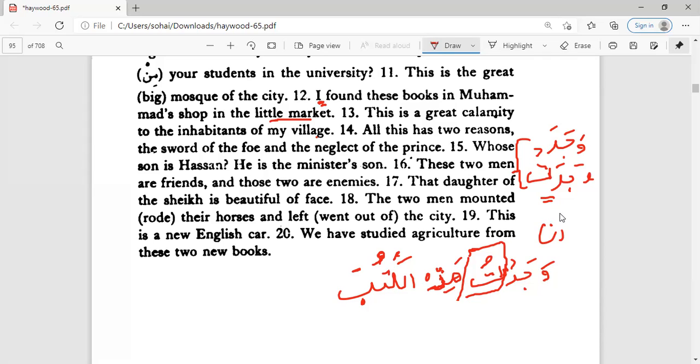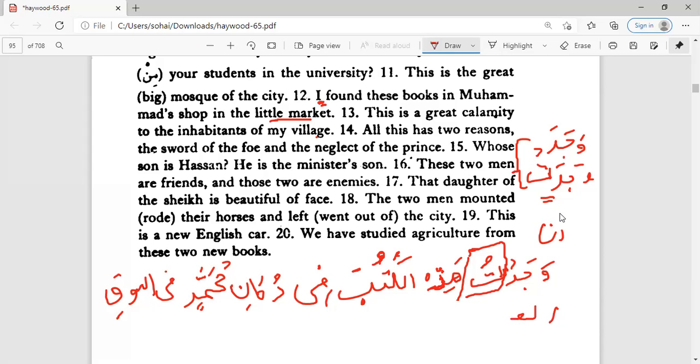Found your question. I found these books in Fi Dukkani Muhammadin, Fi Fisuki al-Khalili. What is that, small? Khalil means few, sagiri. Okay. So, هذه الكتب.